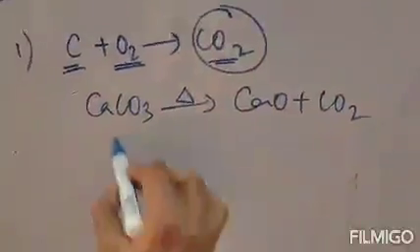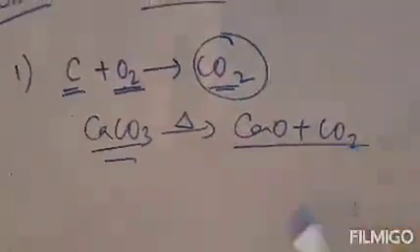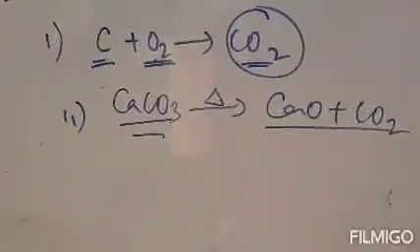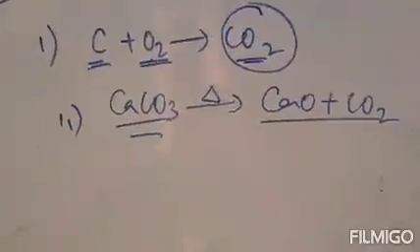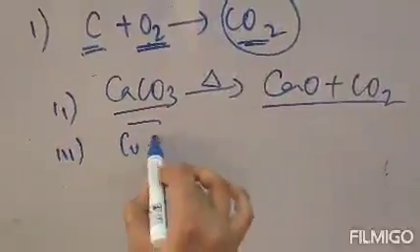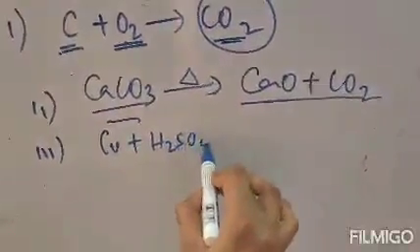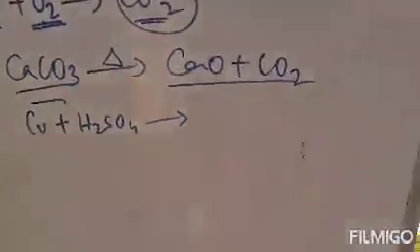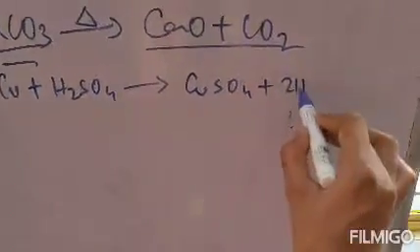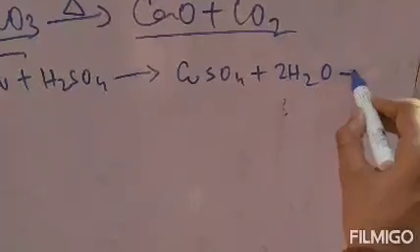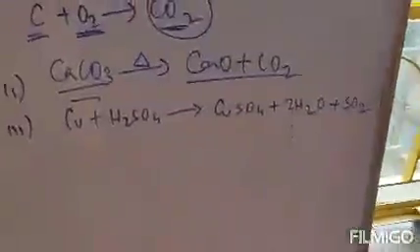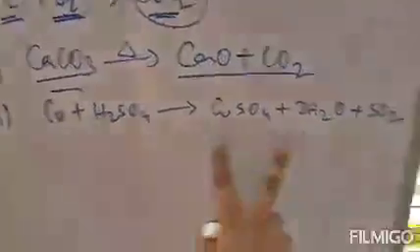Clear? Therefore, it is one reactant giving two products. So this is the second case, one reactant, two products. Clear? Another case may be two reactants, two products. That is, suppose copper is treated with sulfuric acid, giving copper sulfate plus 2H2O plus SO2. Clear?